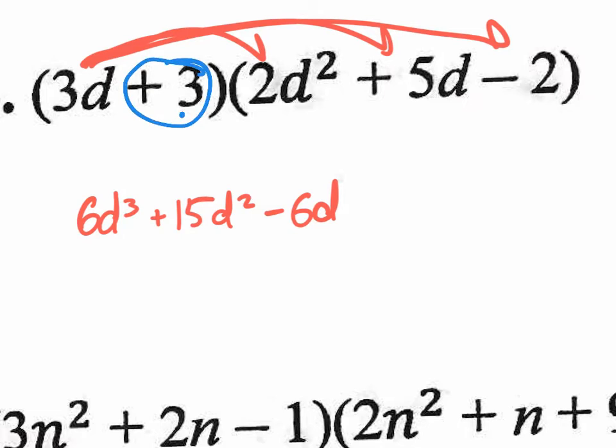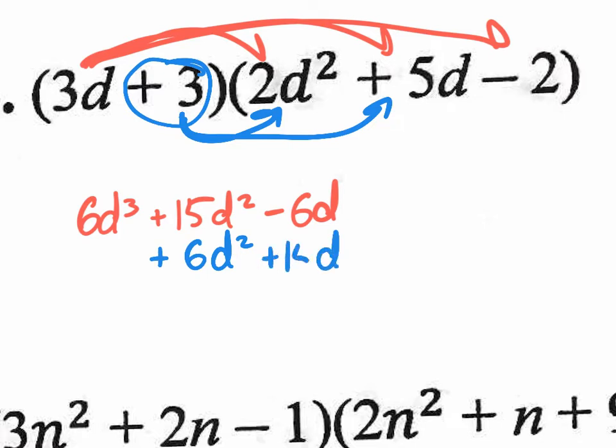So 3 times 2d squared is 6d squared. So I'm going to go plus 6d squared. I write it right below the other d squared term. And then 3 times 5d, that's 15d, but I'm going to write that underneath my other d term, positive 15d. And last but not least, 3 times negative 2, that's negative 6. There are no other constants, no other numbers without variables to combine.